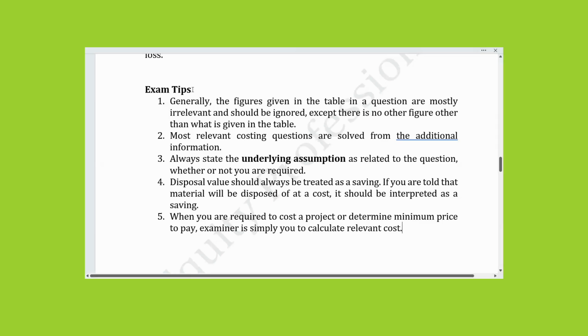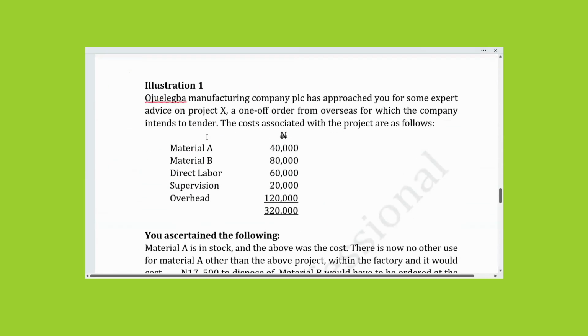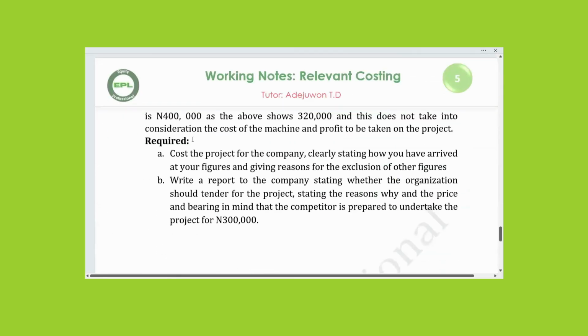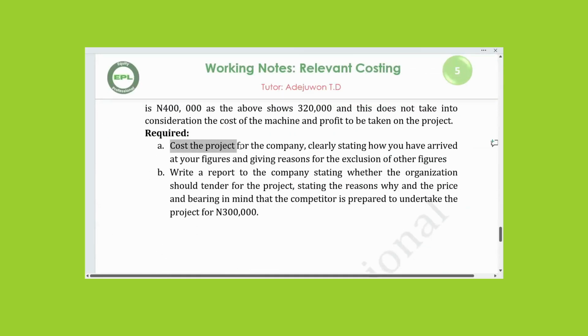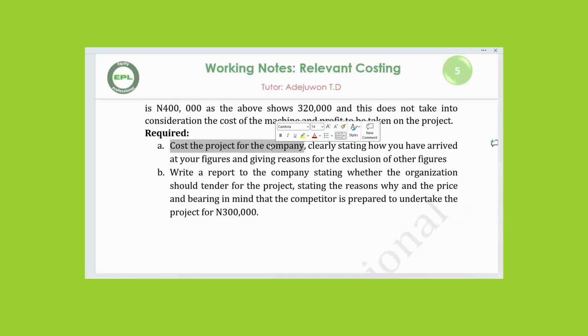So these are the tips you need to consider anytime you want to calculate relevant cost. Now, from these requirements, requirement number A, you have to cost the project for the company, which means that you want to calculate relevant cost. That's the first task the examiner is asking you. Secondly, you are to clearly state how you have arrived at your figures. That is, the examiner wants you to provide justification, or state your assumptions, the reason why you have selected some figures and why you ignore the others. That's what the examiner is simply asking you here.